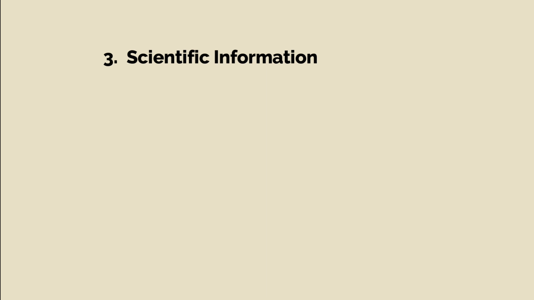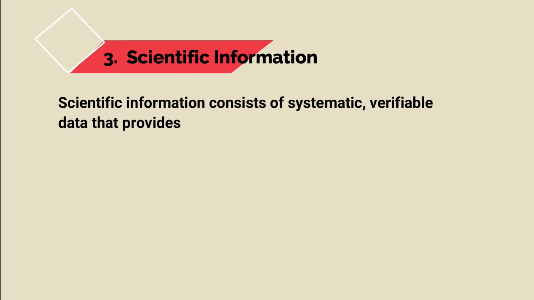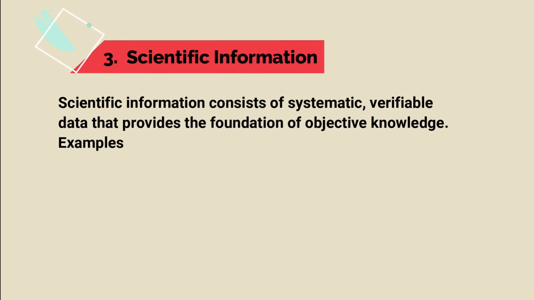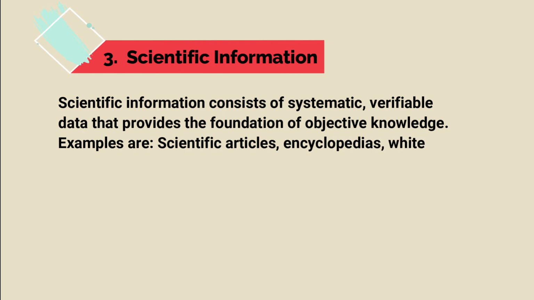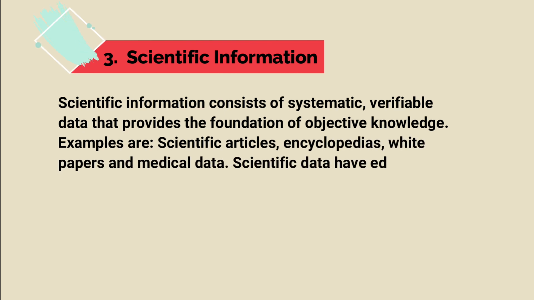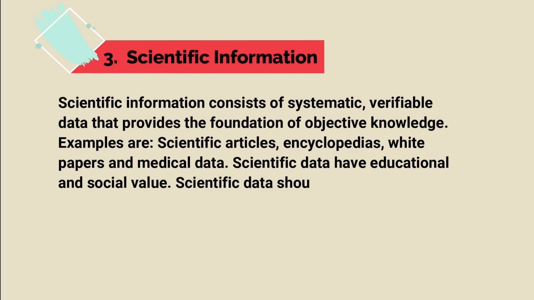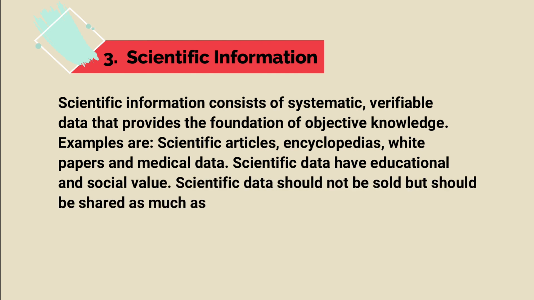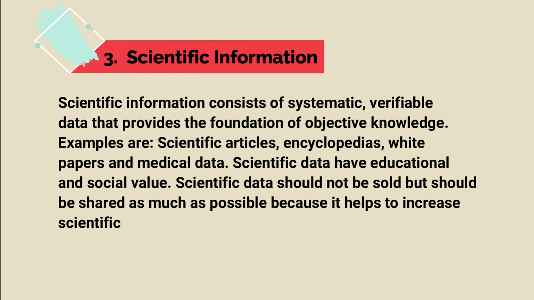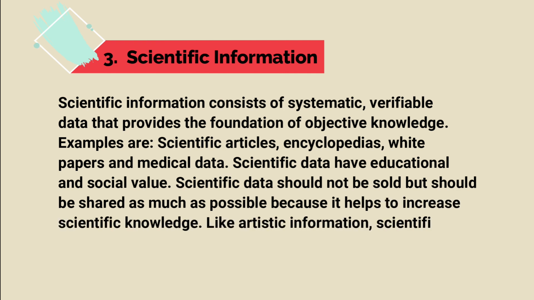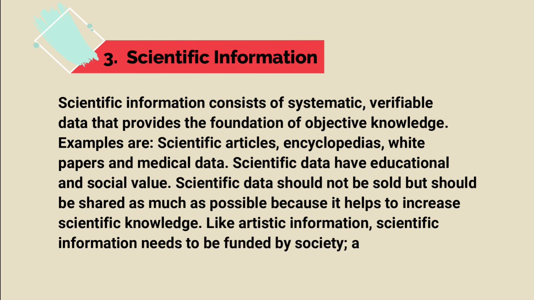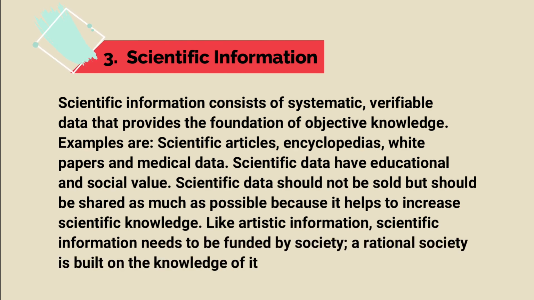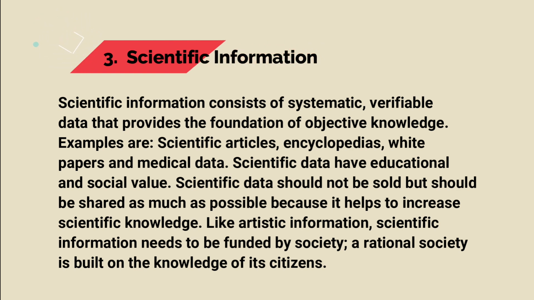Next is scientific information. Scientific information consists of systematic, verifiable data that provides the foundation of objective knowledge. Examples are scientific articles, encyclopedias, white papers, and medical data. Scientific data have educational and social value. Scientific data should not be sold, but should be shared as much as possible because it helps to increase scientific knowledge. Like artistic information, scientific information needs to be funded by society. A rational society is built on the knowledge of its citizens.